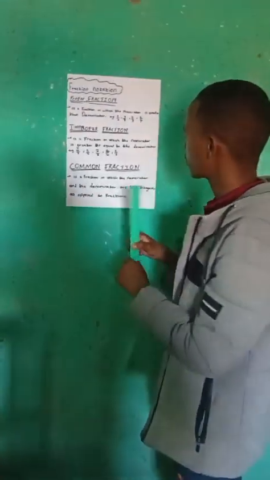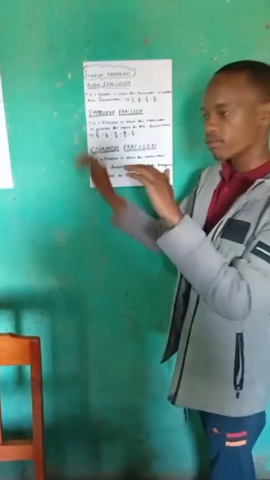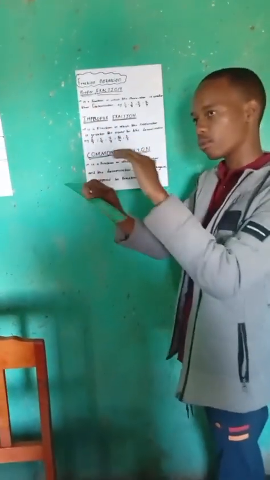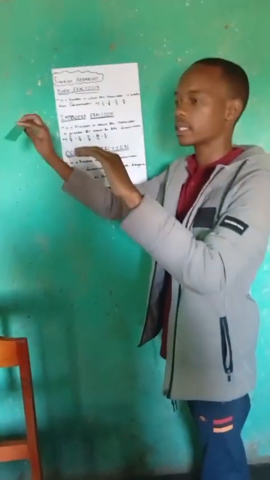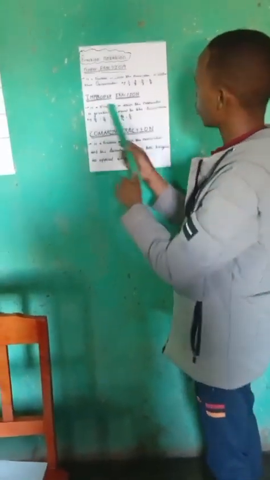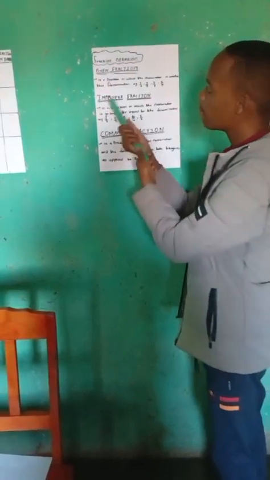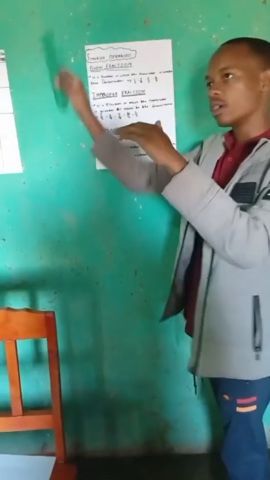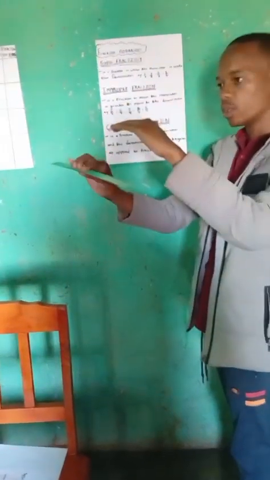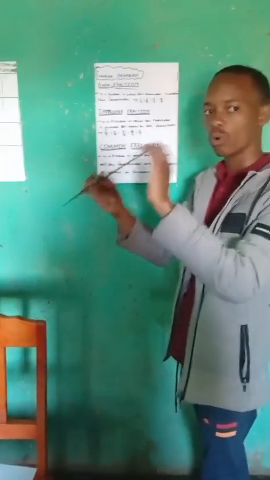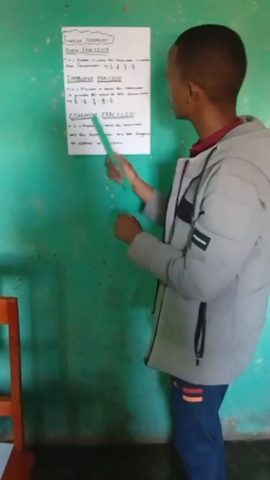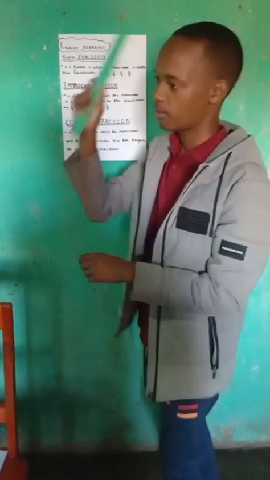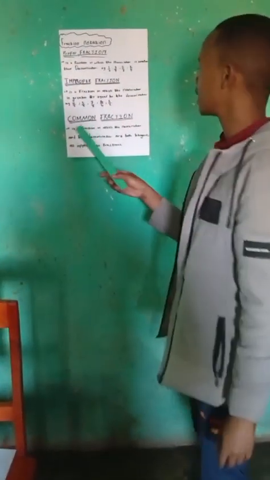Then we have 4 over 4. 4 is equal to 4, so the numerator is equal to the denominator. So 4 over 4 is an improper fraction. Then we have 2 over 2. 2 is the numerator, 2 is the denominator, so the name of the fraction is improper fraction.